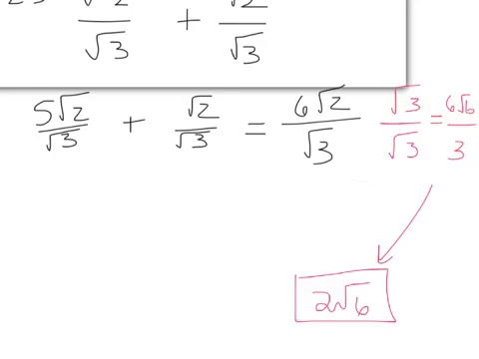What's 6 over 3? Oh, right, because it would be 6x. Think of this as 6x over 3, right? If this were 6x over 3, the 6 and the 3 would cancel, making it just 2x. So now it's just 2 root 6. Tough problem, for sure, but it's not impossible.